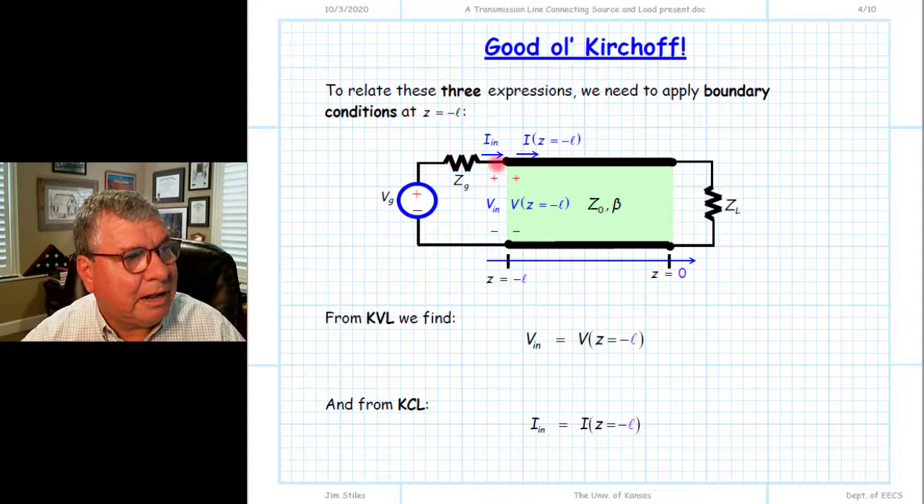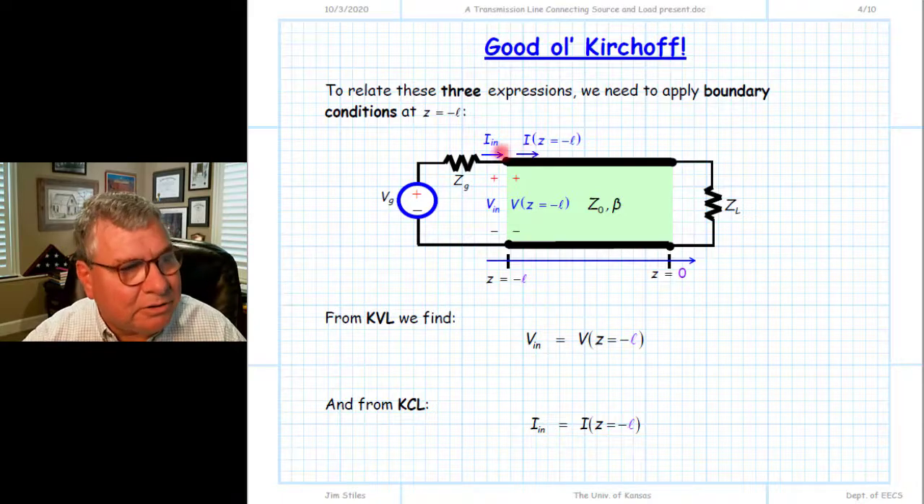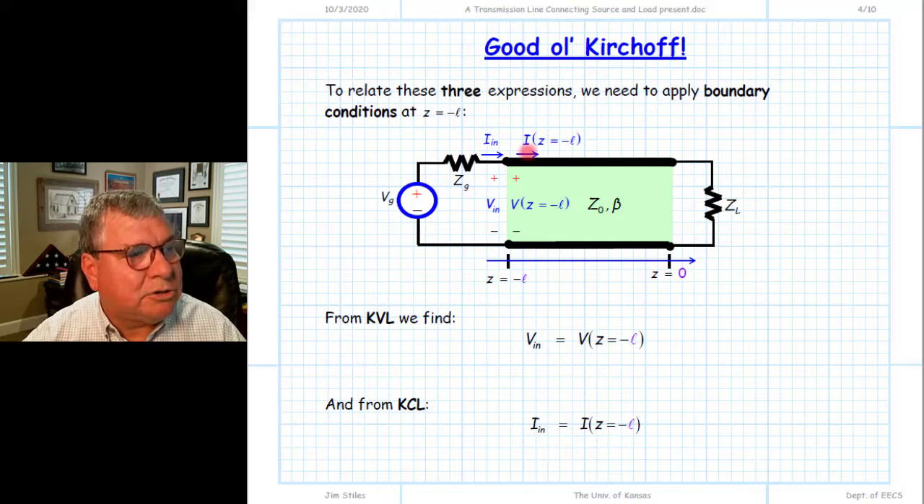Again, the current coming out of our source must be equal to the current in this transmission line when evaluated right here at the port plane at Z is equal to minus L. And this is really the only place where students can stub their toe. They might say I_N is equal to the line impedance of a terminated transmission line. Well, the line impedance, I_N might equal the total current of a terminated transmission line.